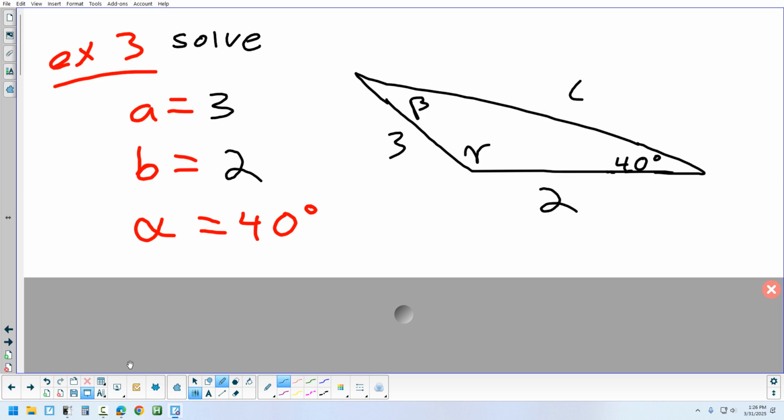Let's look at this one. They gave us A is 3, B is 2, alpha is 4. I put A on the left, which means alpha goes across from it on the right. That's B, so beta goes across from it, and C goes across from gamma. Looking at your three pieces of information, using the letters, what kind of triangle is this one? Side, side, angle. SSA. Not the other way around.